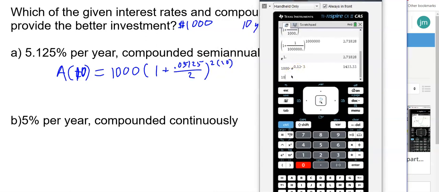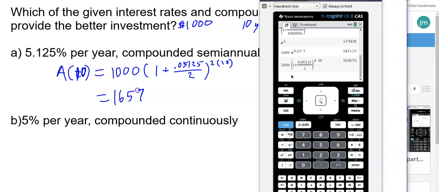Use our calculator. So we have 1,000 times 1 plus 0.05125 divided by 2 to the power of 2 times 10. So this way you get 1658.72. Okay, let's use the PERT formula.